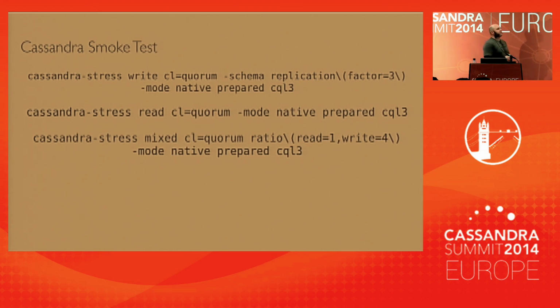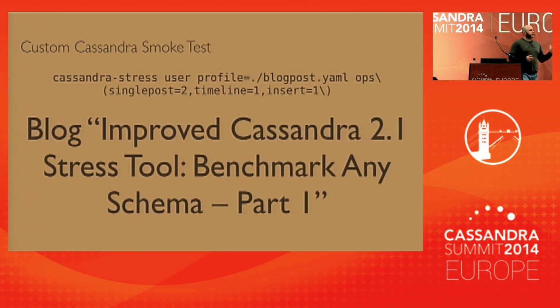And we can do a read test and we can do a mixed load test of 1 read to every 4 writes. Now, if you're getting quite skilled at this, you can make the Cassandra stress tool test your own personal schema. Again, the idea of the smoke test is just to make sure that things work, not a performance test, but if you're already doing this, you should bring this into your smoke test process. There's a blog post about this on the DataStax site called Improved Cassandra 2.1.